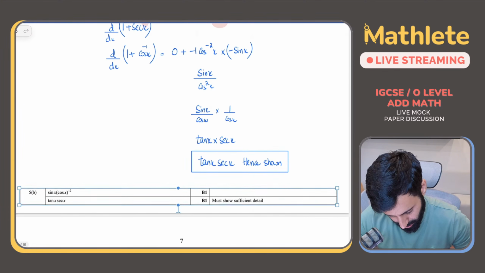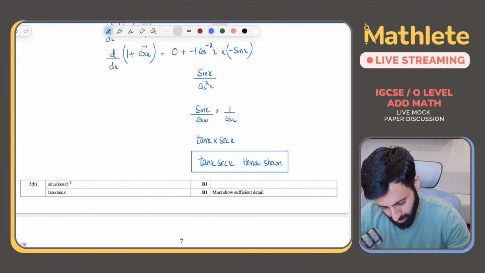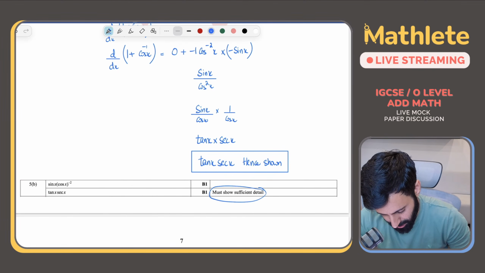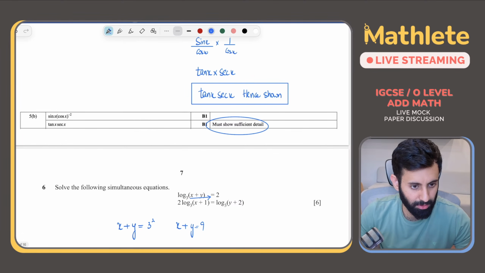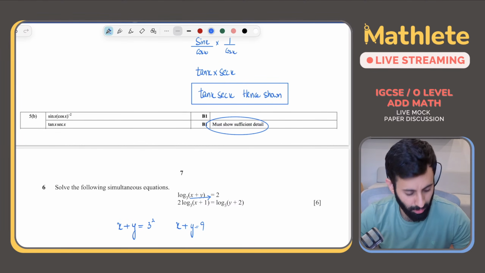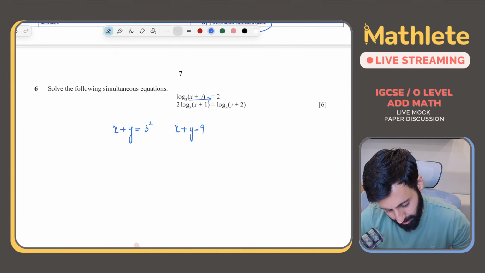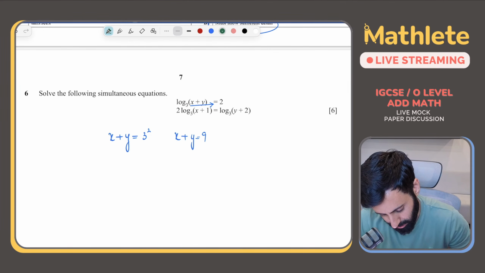This is the marking scheme. It says you must show sufficient detail. If you just give the final answer, don't expect full marks. Okay?